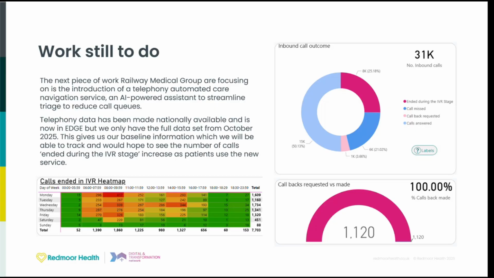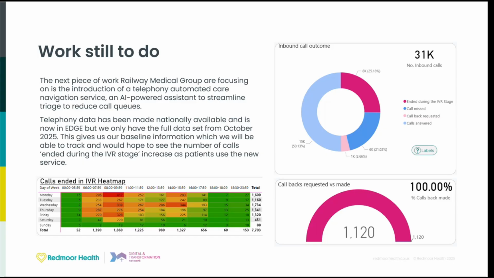So particularly whether more calls are resolved during the IVR stage, which is the voice recognition stage. And this is where they've got the new care navigation system put in. So what we'd like to see is an increase in the calls resolved in the IVR stage.